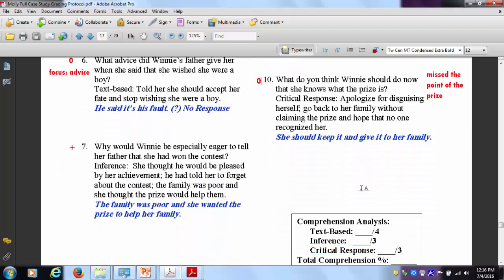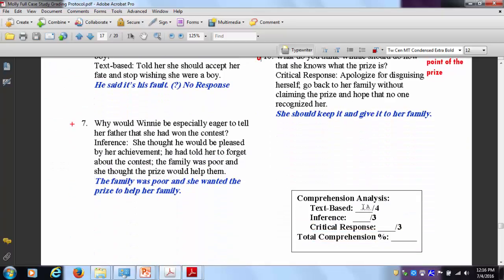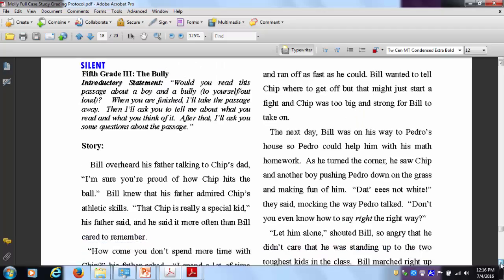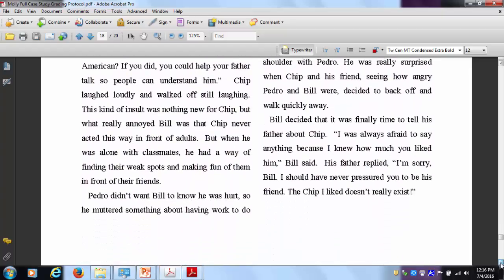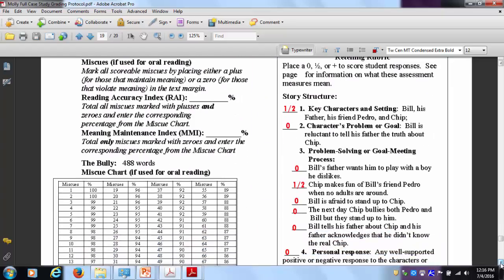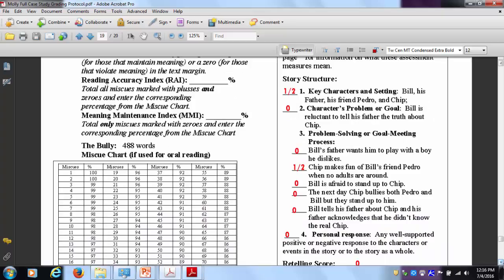So for our summary, we have 3 of 4. We have 1 of 3 and 1 of 3. And we have a score of 50%. And that takes us to the silent reading of The Bully. And here again, she read silently, all right?